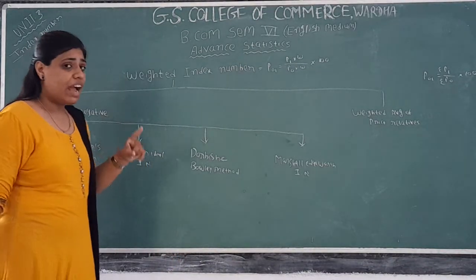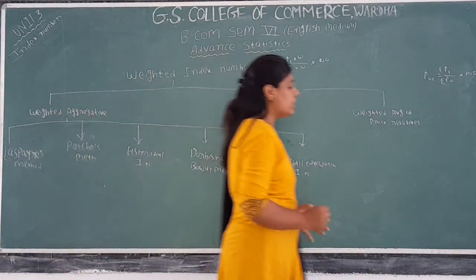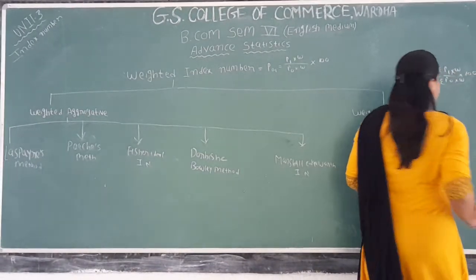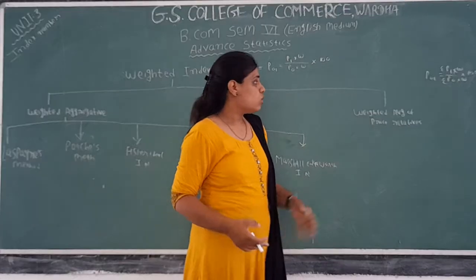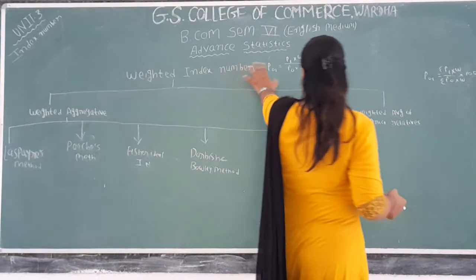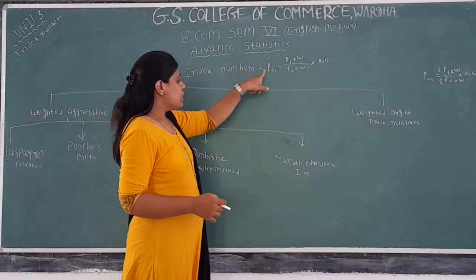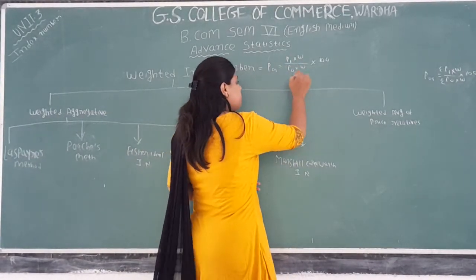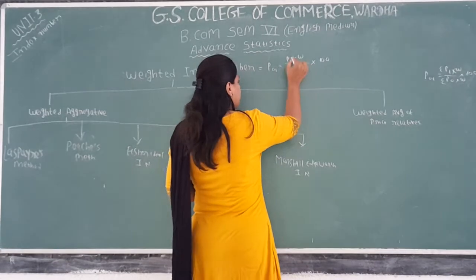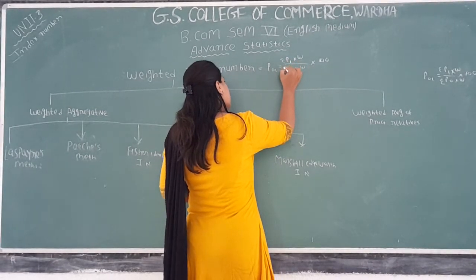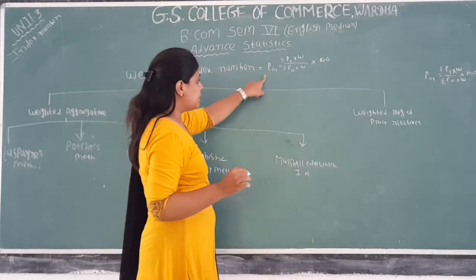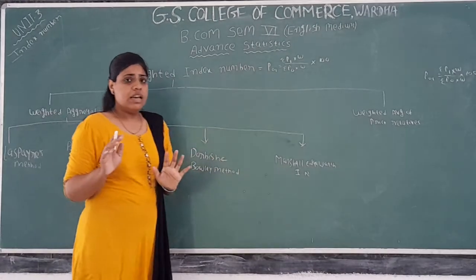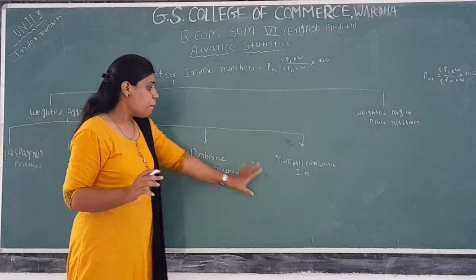So here what we have to do? We have to take into consideration the weights. That is why in weighted index number the formula will be P01 equals summation P1 into W upon summation P0 into W, into 100. So it's going to be the formula for P01 as far as the weighted index number is concerned. So these are the different methods.